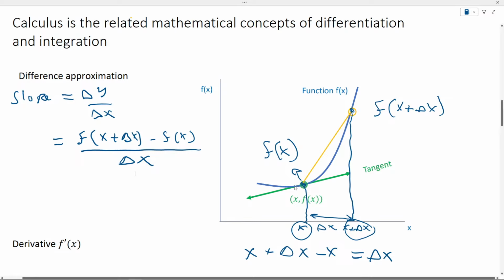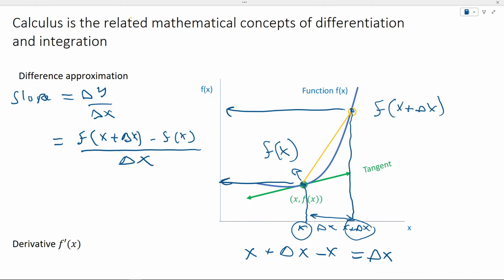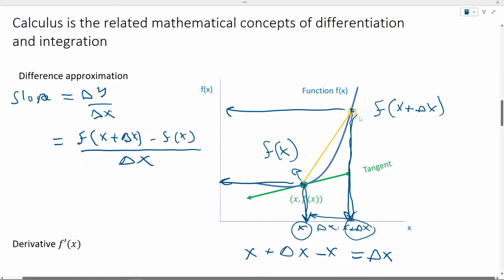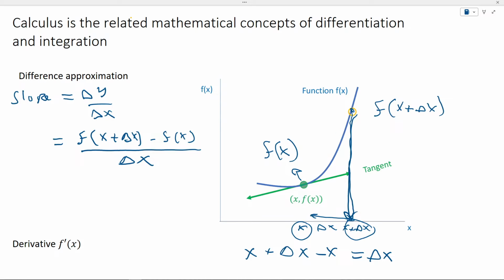So we draw this secant line here, and the slope of this secant line would be f of x plus delta x minus f of x, divided by the distance. So the difference in y, from here to here, divided by the difference in x, from here to here, will give you the slope of this line. Let me delete all these things to be more clear.